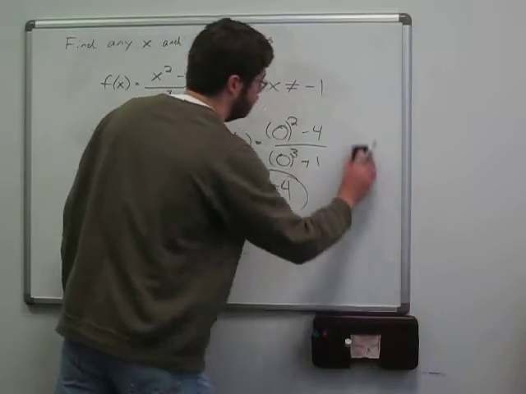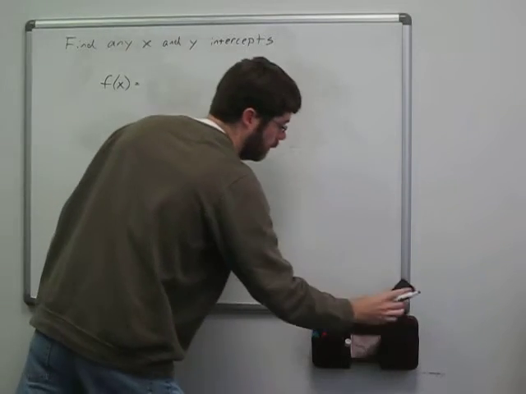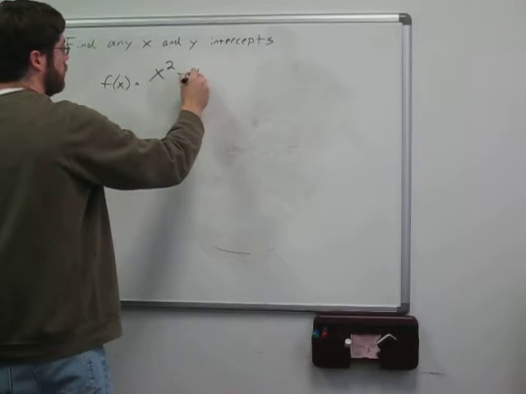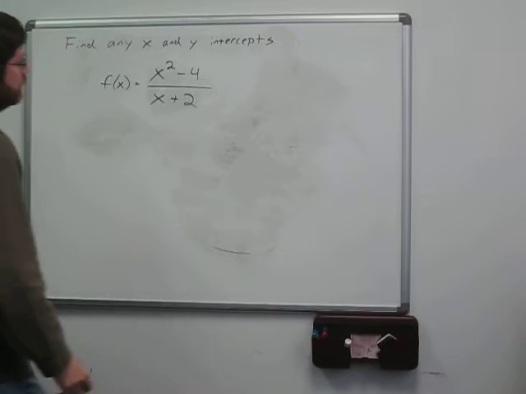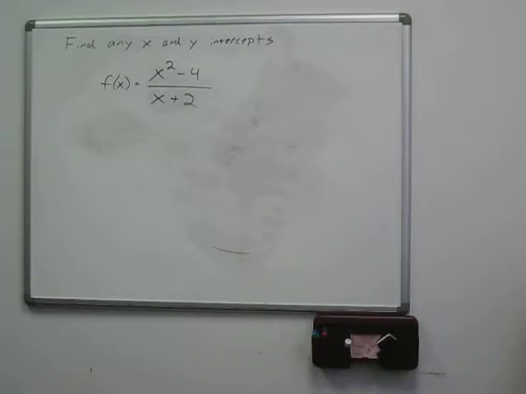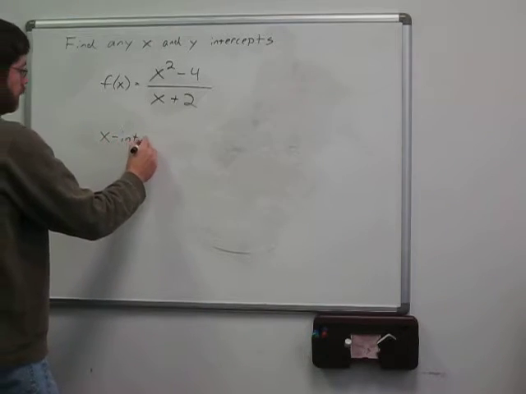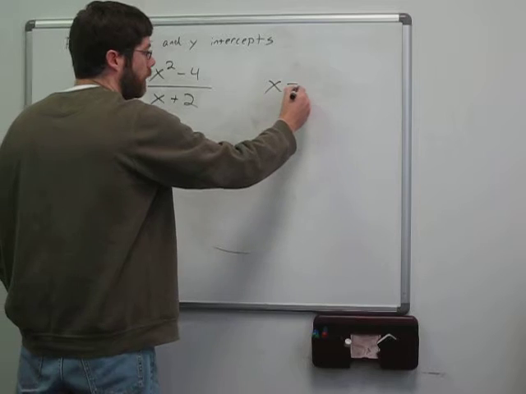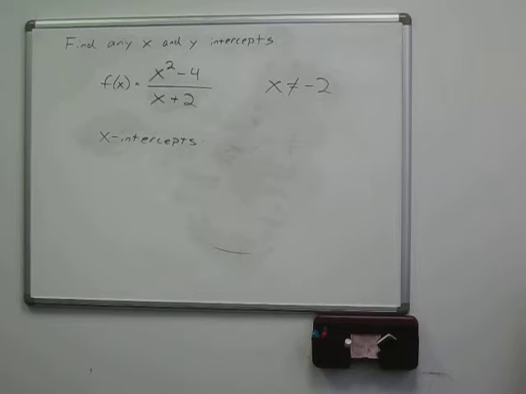Let's look at another one. Here's another rational function. Suppose we wanted to find the x-intercepts. Again, we know that x cannot equal -2 since it makes the denominator equal to 0. So with that in mind, let's proceed to find the x-intercepts.